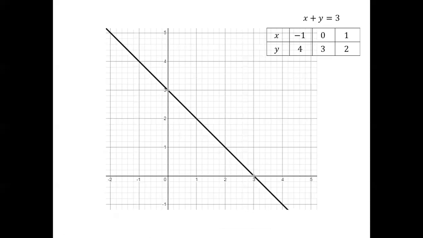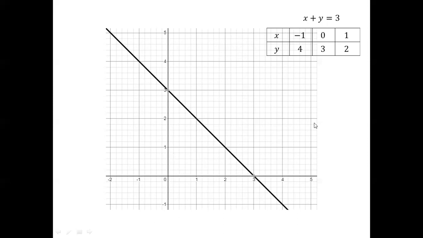We then make use of these values to plot the corresponding graph for each linear equation. For the first linear equation, we have this graph. Looking at the coordinates, we have the following: -1 and 4. That's -1 and +4, this point over here. Next will be 0 and 3. 0 for x, +3 for the y value. And then 1, 2. 1 for x, 2 for y value.